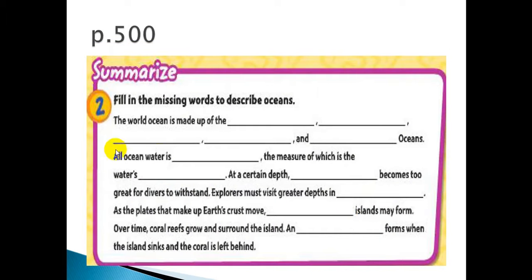Let's see the next question. The world ocean is made up of, do you remember we said we have 5 oceans? Let's write them here. Arctic, Atlantic, Pacific, Indian, and Southern Oceans. All ocean water is salty. The measure of which is the water salinity, the amount of salt in water, we call it salinity.